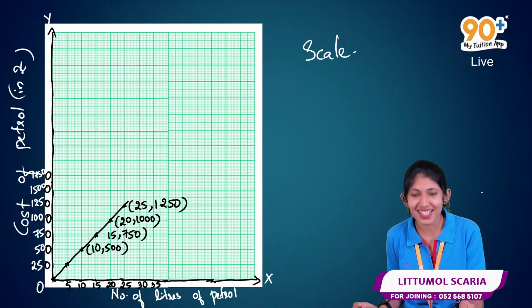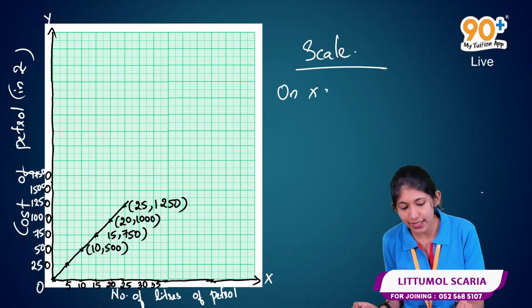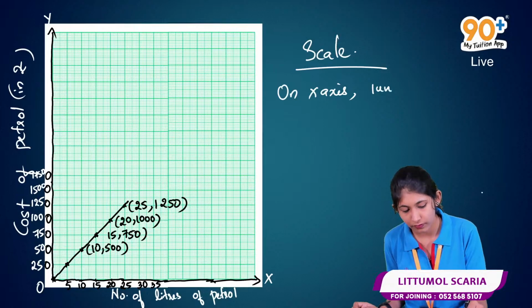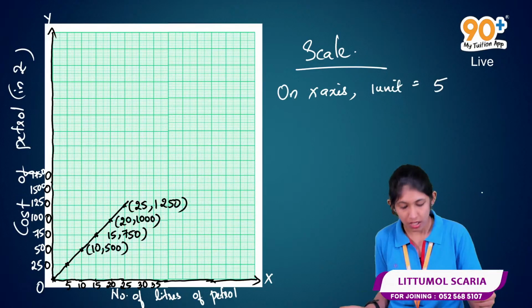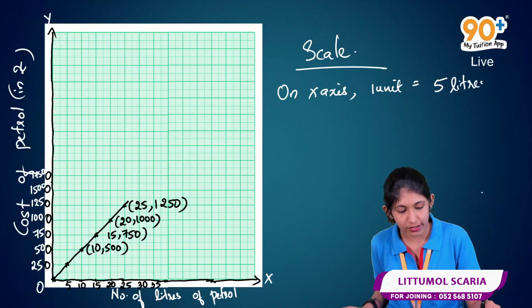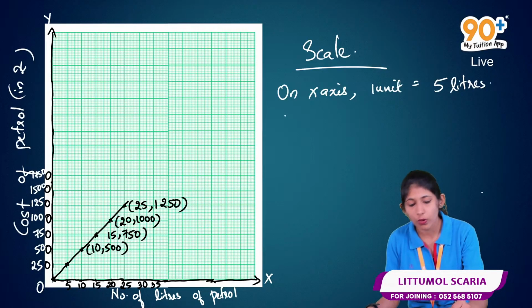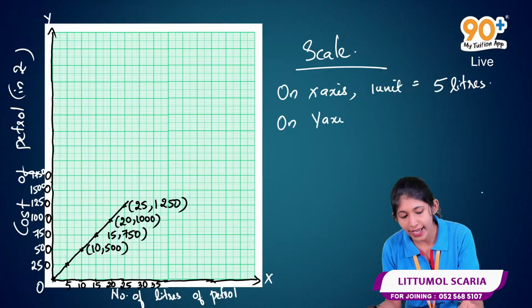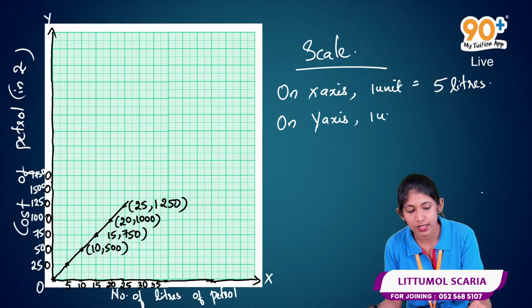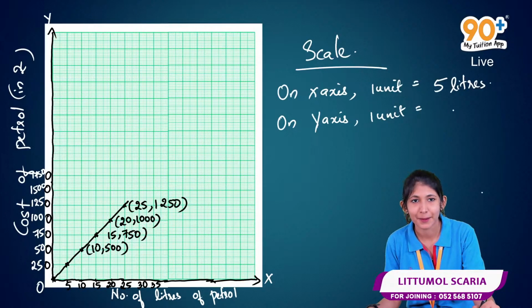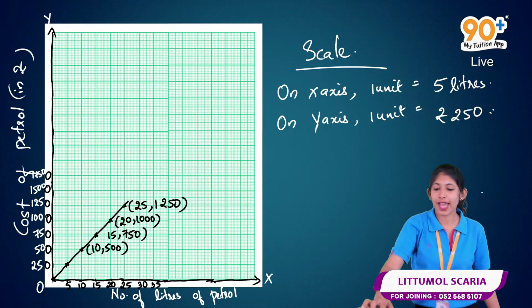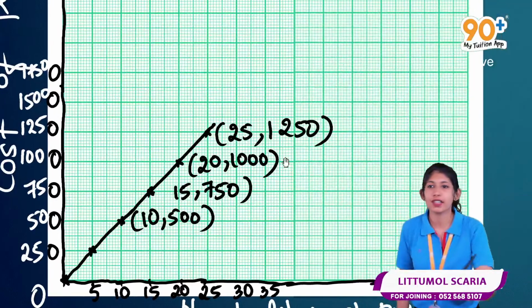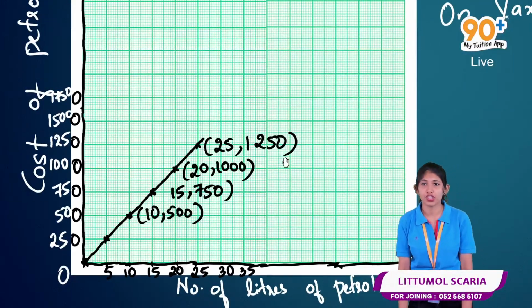Scale, ma'am. Yes, dear. On the x-axis, 1 unit is equal to 5 liters of petrol, the number of liters. Correct. Is it 1 liter or 5 liters? 5 liters. Okay, yes, thank you. On the y-axis, 1 unit is equal to 250 rupees. Yes. So this is also important, and your graph is done and tested. 5 marks will be in your answer sheet.